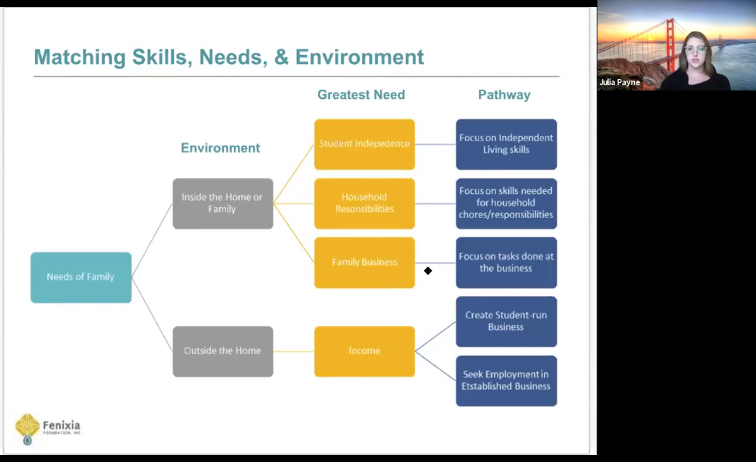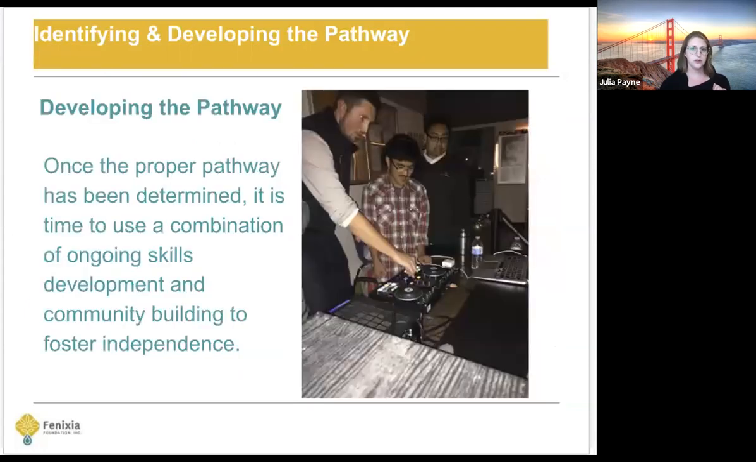And so that's something that you can take into consideration when you are thinking about what skills you want to focus on. We'll talk more about the student-run business and the Seek Employment, and actually in the second part of our presentation next week, we are going to be really focusing on community and how you build those relationships. So we'll talk more about that in the next webinar as well. So once you have the proper pathway determined, that's when we need to use our combination of ongoing skill development and community building to foster that independence.